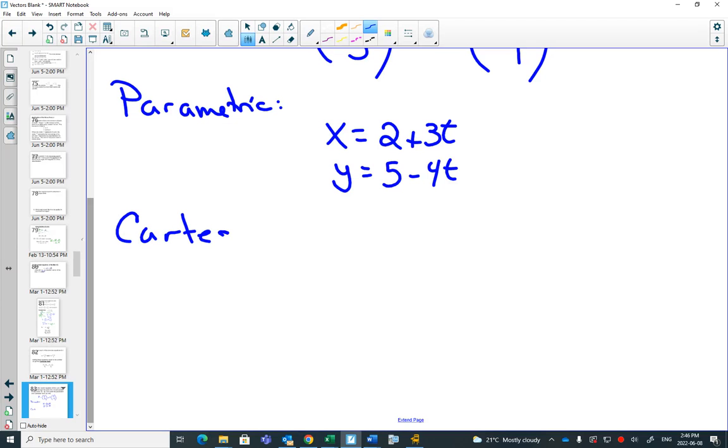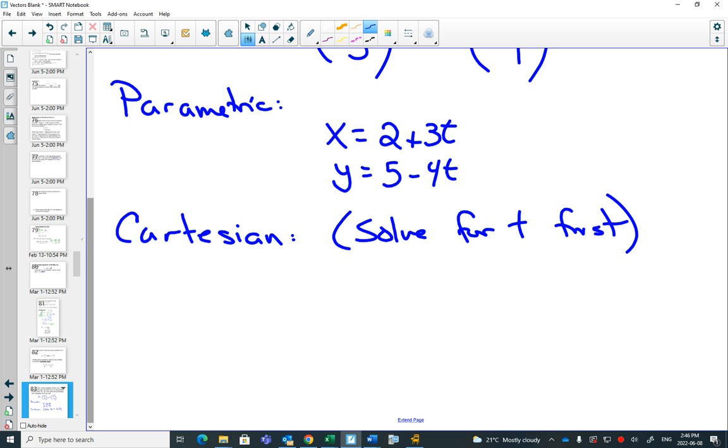Then to look at your Cartesian form, you solve for t first in both of those equations. So can you see in the first equation, you would get x minus 2 divided by 3? And in the second equation, you would get y minus 5 divided by negative 4?